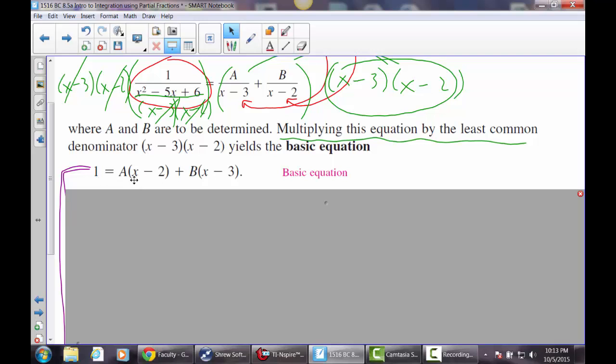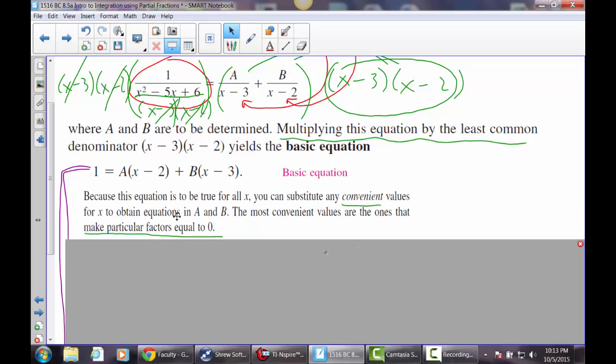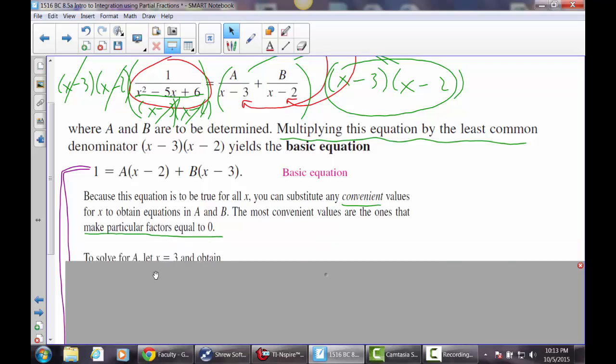But if I get clever and I replace x by 2, this whole a term will disappear, and replacing x by 2 will give me negative b. I can solve for b. Similarly, if I replace x by 3, this whole term will disappear. Replacing x by 3, I'll be able to solve for a. So, because this equation is to be true for all x, you can substitute any convenient values for x to obtain equations in a and b. The most convenient values are the ones that make particular factors equal to 0.